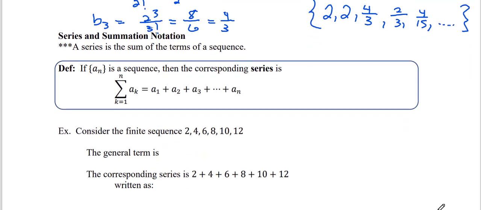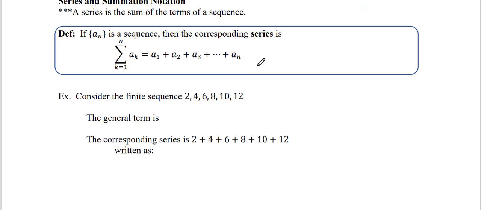One other thing I do want to just introduce you to is this series or summation notation. A series is the sum of the terms of a sequence. So if you have a sub n in a sequence, the corresponding series looks like this. This is the capital Greek letter sigma. This k equals 1 tells us where to start as far as plugging in k. And n, this number on top, tells us where to stop. The sigma tells us to add those numbers up.